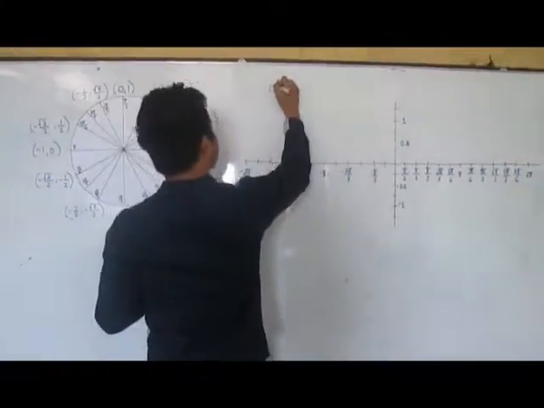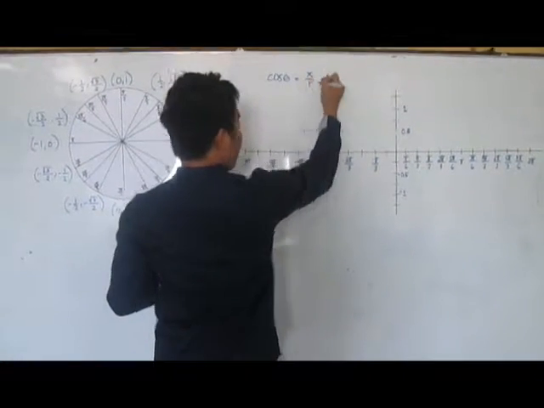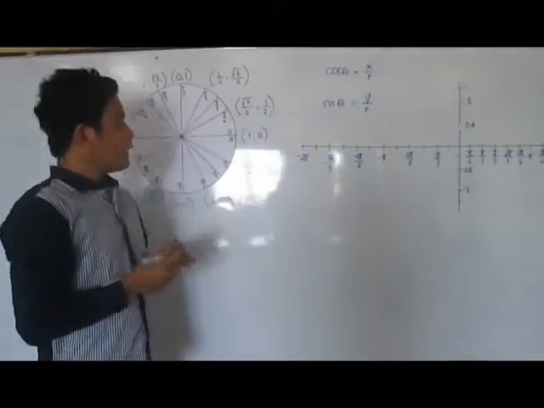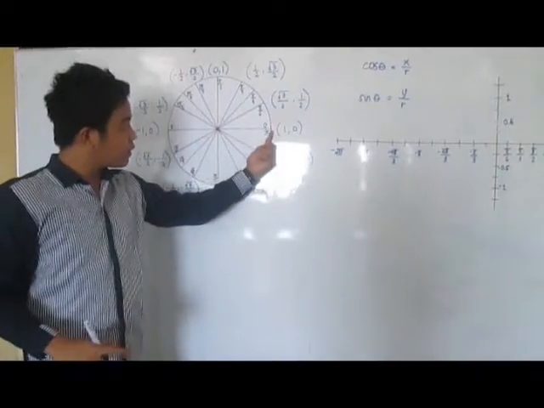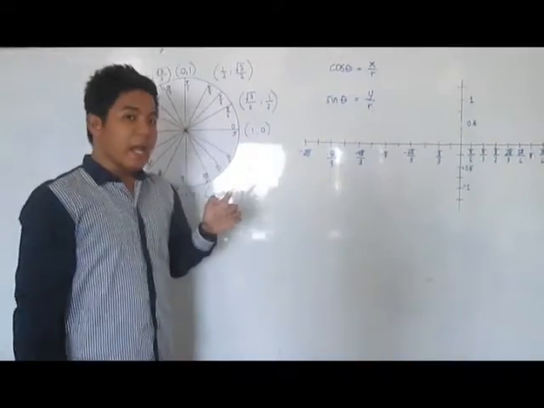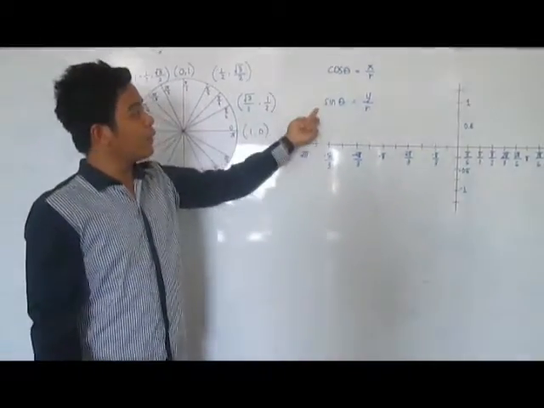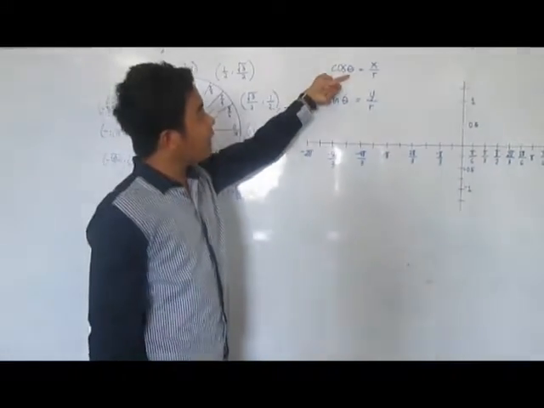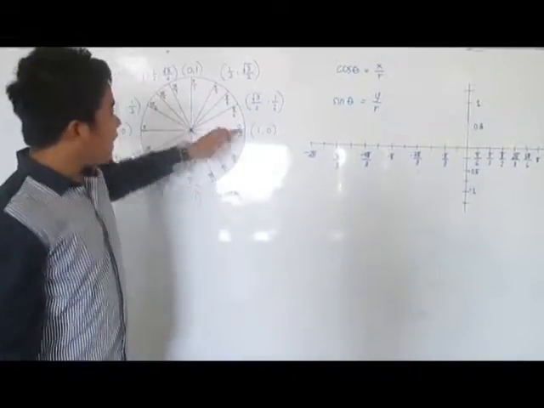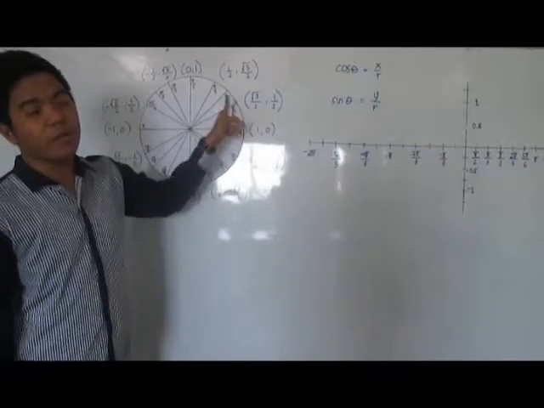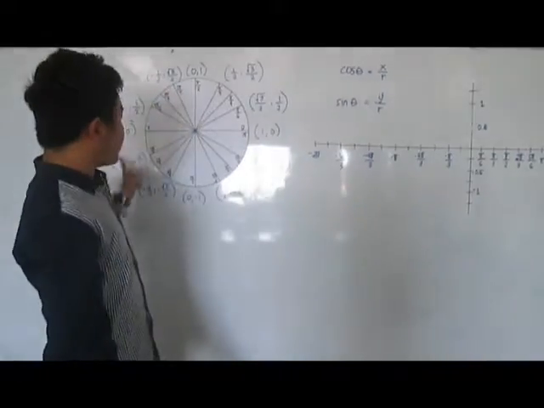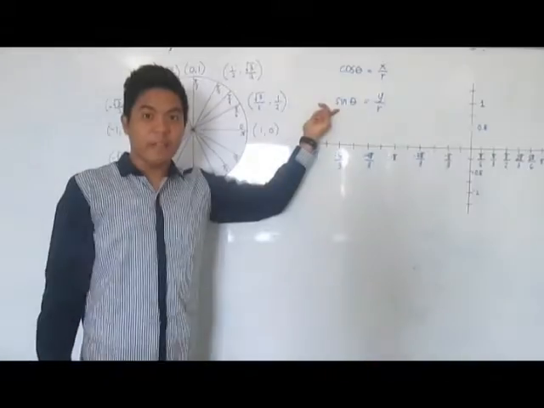Now, we know that cosine theta is equal to x over r, and sine theta is equal to y over r. Since this is a unit circle, our radius is equal to 1, which means the value of r is 1. Substituting the value to these two equations gives us cosine theta equals x and sine theta equals y, which means that the x coordinates around our unit circle are the values of our cosine theta, and the y coordinates are the values of our sine theta.